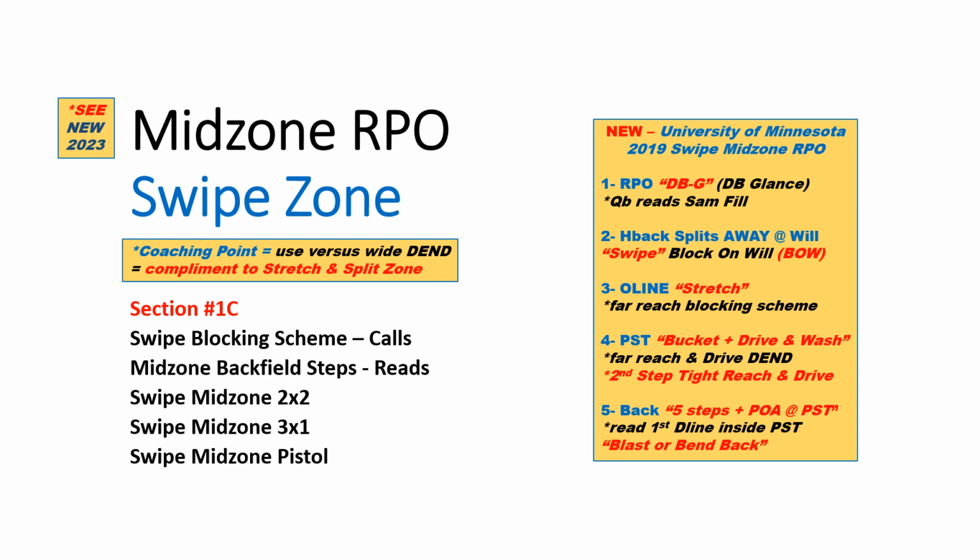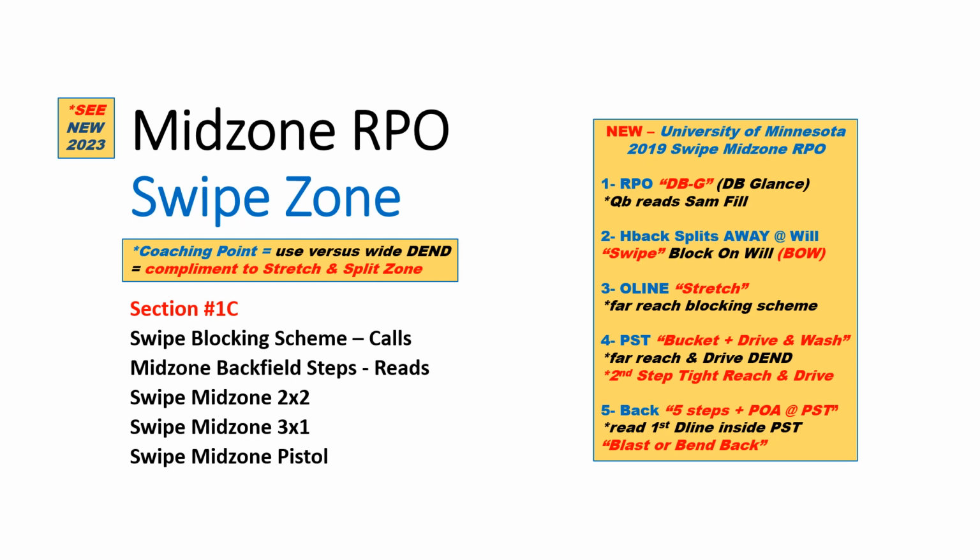A couple things here. The RPO we're going to do now, the route is called a double G or a double glance. The QB reads the Sam backer. He fills, we drill. He sits, back gets. The H-back will split away at the will, hence the name of swipe, and he's going to go block on the will. That's a bow block, we call that.